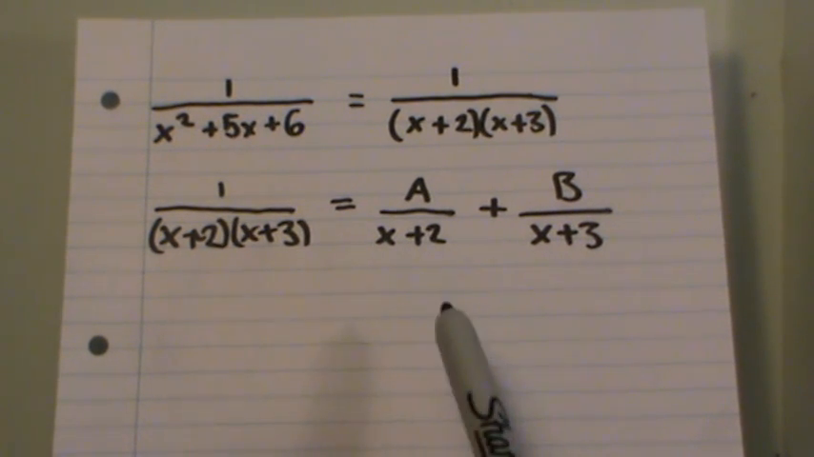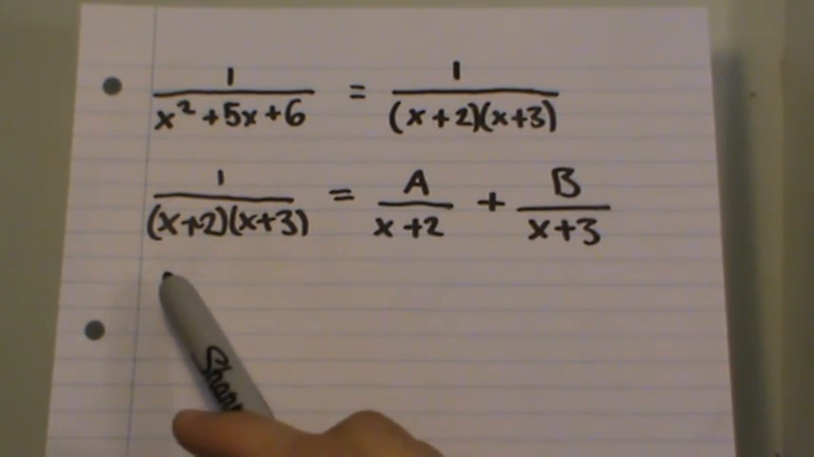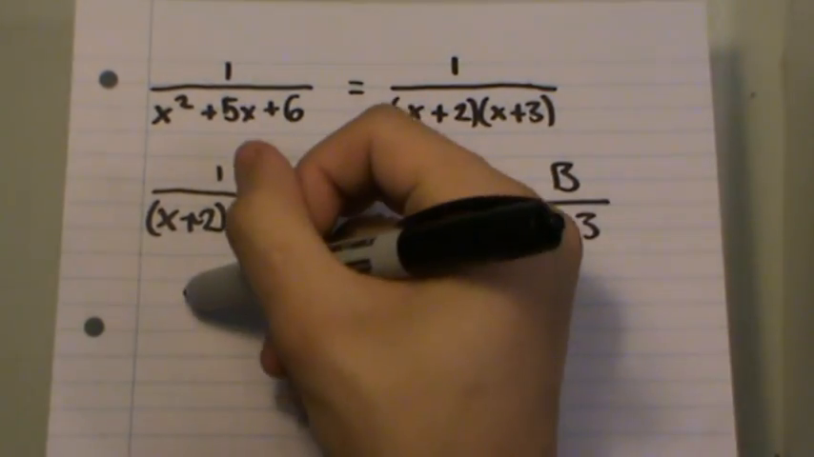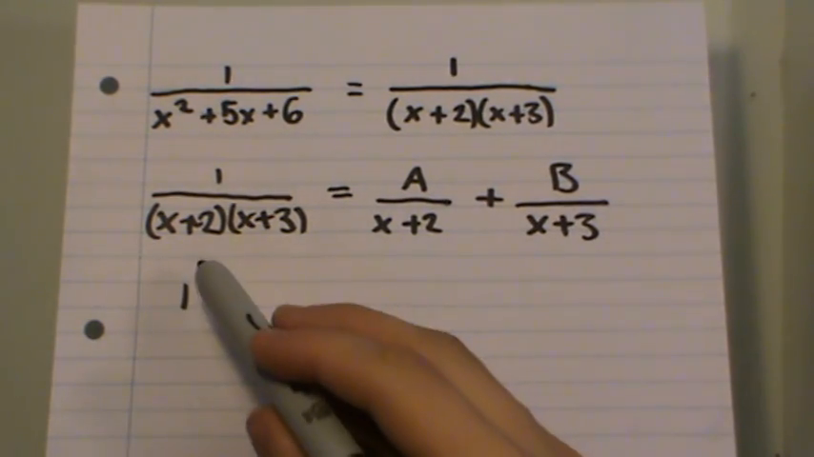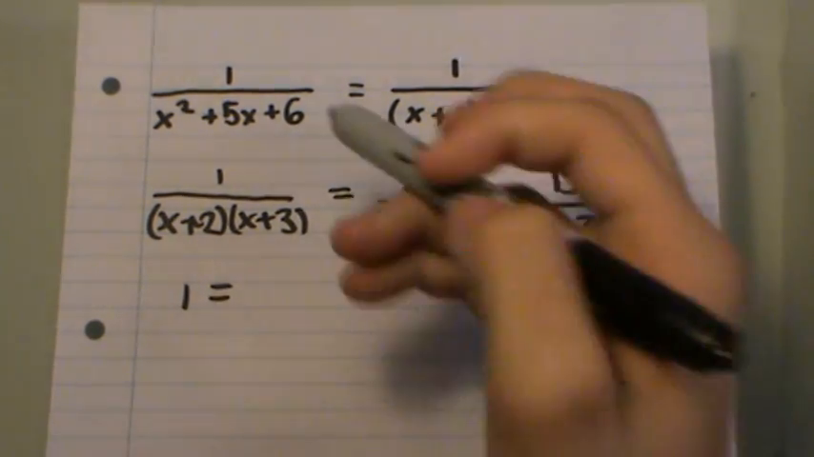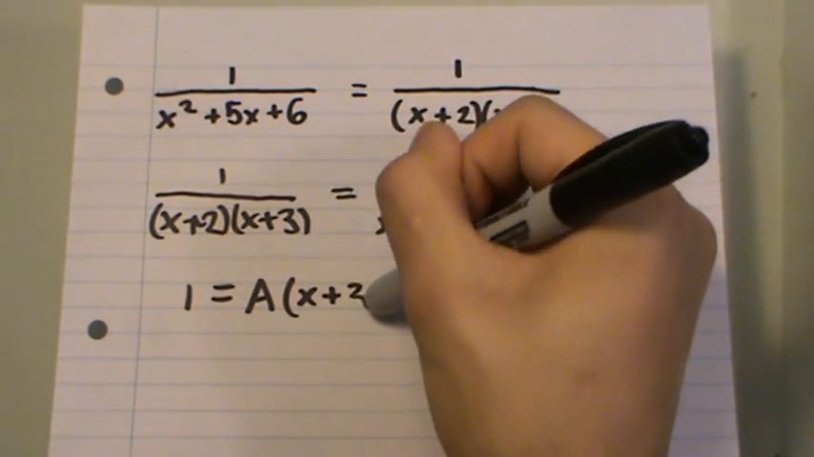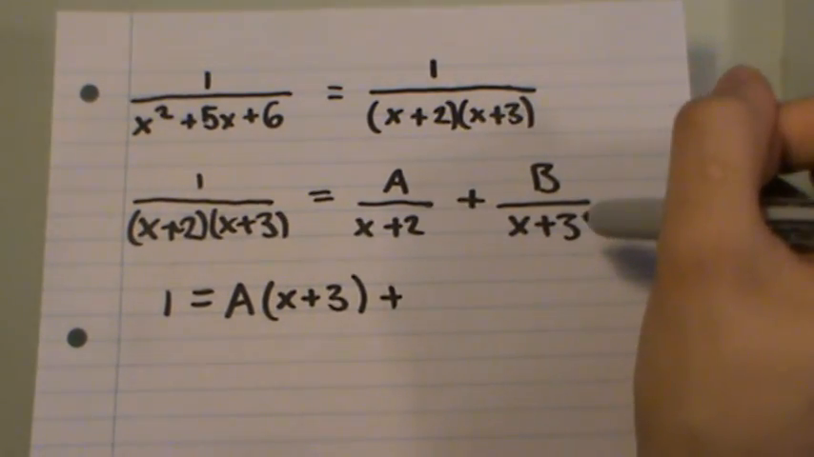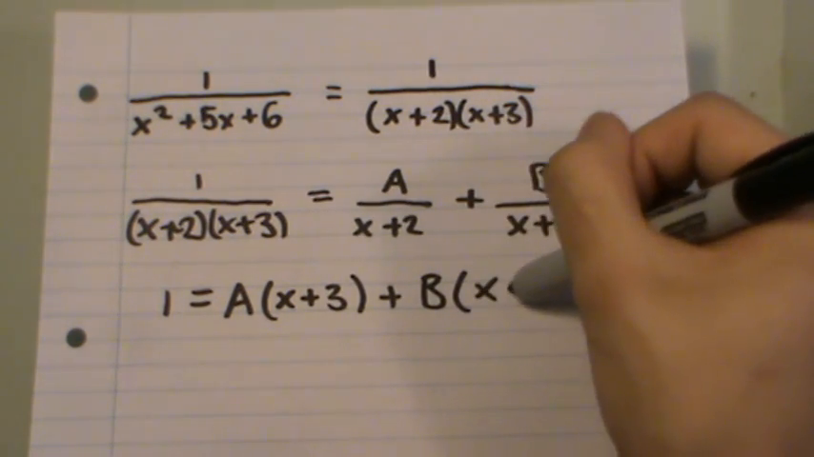Well, what we have here is a fraction, so a sensible move might be to multiply out by (x + 2) times (x + 3). So if we do this, we'll get 1 is equal to, and then the (x + 2) will cancel with that (x + 2), and we'll get A times (x + 3). And the same will happen with the (x + 3) instead, with the B, and we'll get B times (x + 2).